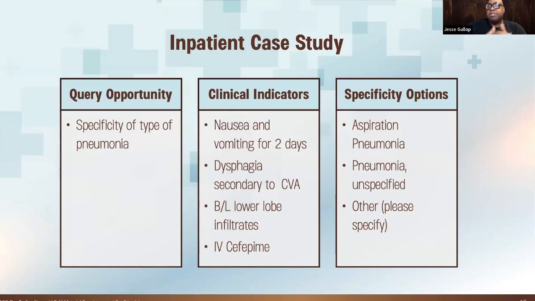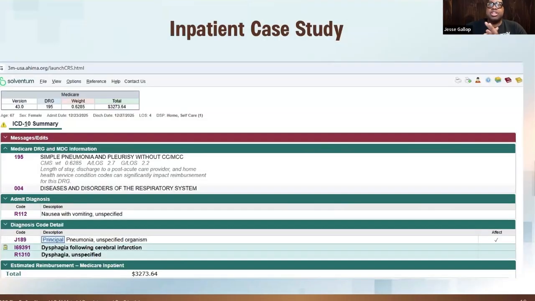Then for the specificity options, the query options for the provider, we have aspiration pneumonia, we have pneumonia unspecified, and we have other. Whenever you send a query, you always want to give the provider the option of other, just in case they don't agree with any of the choices that you offered. And any choice you offer has to be sound, and it has to be based off of sound clinical information. You just can't make it up. So next we're going to look at the screenshots from the 3M encoder to show you the financial impact and the DRG impact for the two conditions.